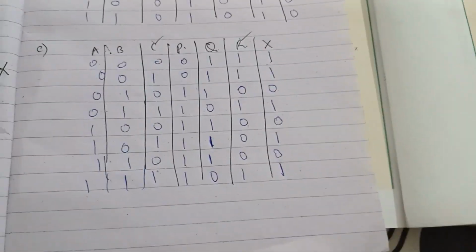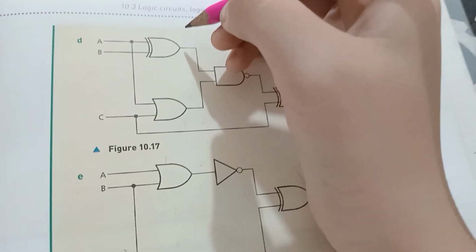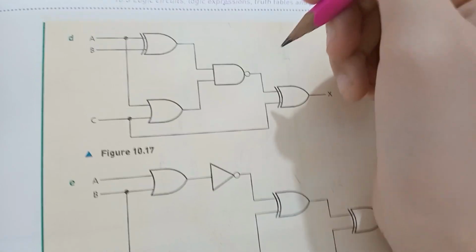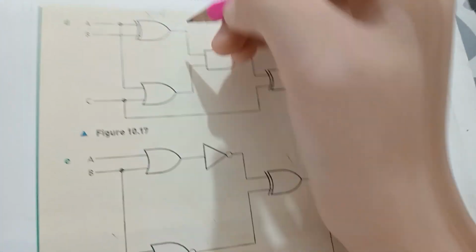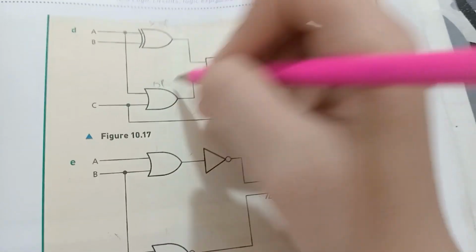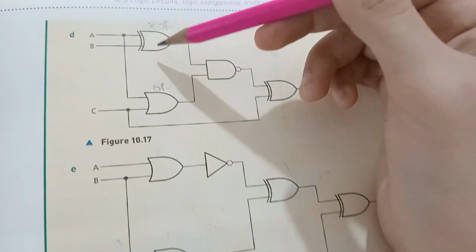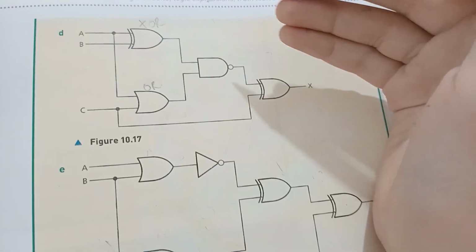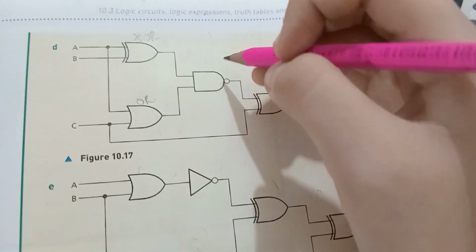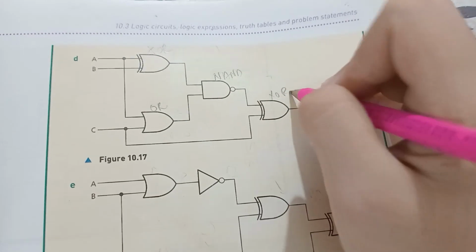Now let's start with part D. For part D, first of all, let's identify the names of the gates. This is an OR gate. In the very first lecture, I told you that you should know the names of the gates, how to make the truth table for the gates, and also the function of the gates. And this is the NAND gate, and this is also an XOR gate.